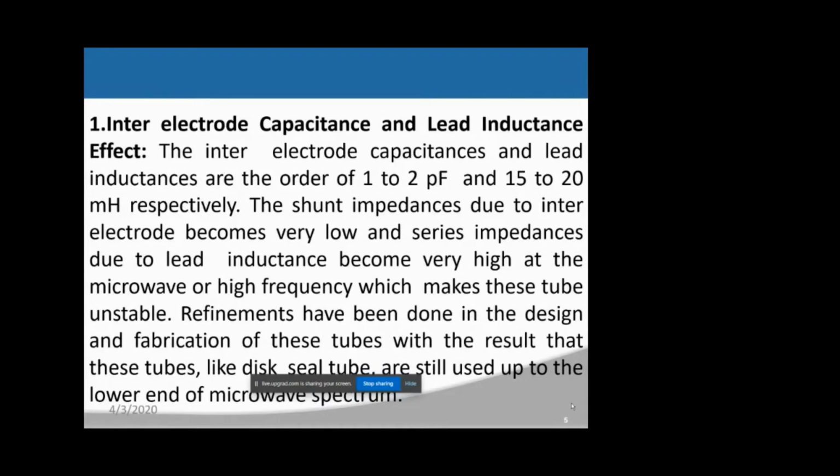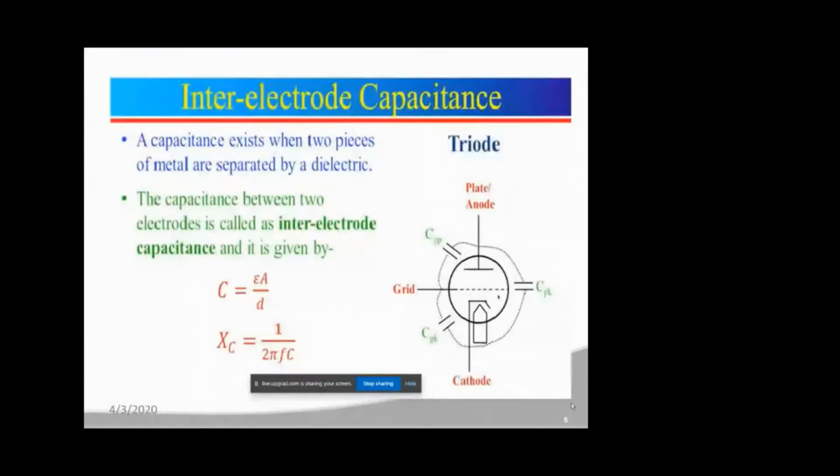In short, you know that as and when we are using a transistor, or any electrode, or any vacuum tube as an amplifier, what happens at high frequencies? At high frequencies, there exists an electrode capacitance between the two terminals. I am showing you with an example here.